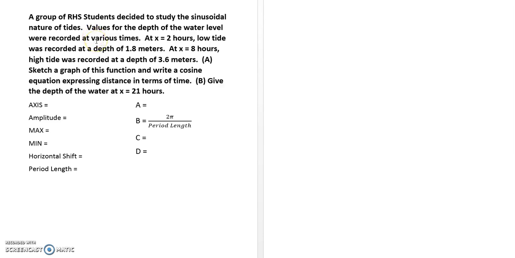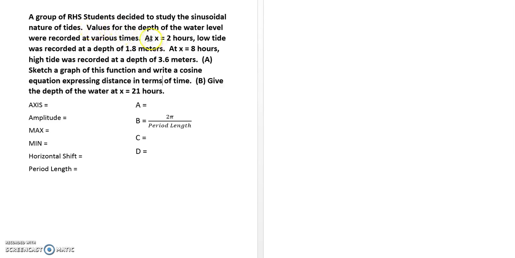At x equals 2 hours, low tide was recorded at a depth of 1.8 meters. At x equals 8 hours, high tide was recorded at a depth of 3.6 meters. We want to sketch the graph of this function and write a cosine equation expressing distance in terms of time. And then we want to give the approximate depth of the water at x equals 21 hours. So the first thing we need to look at is the information we have from this problem.